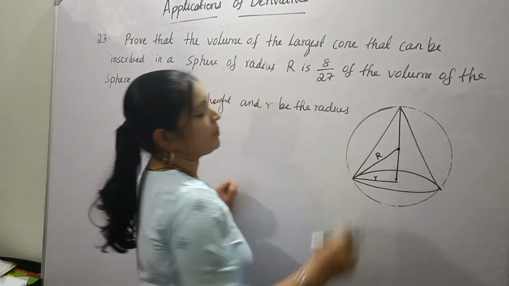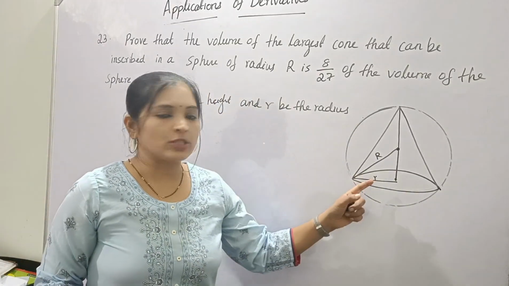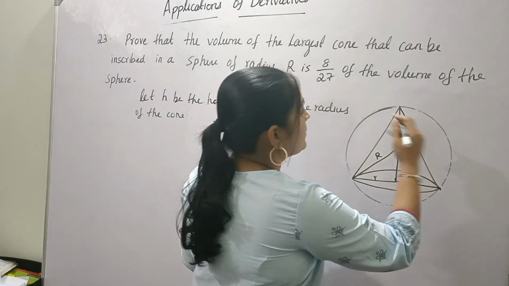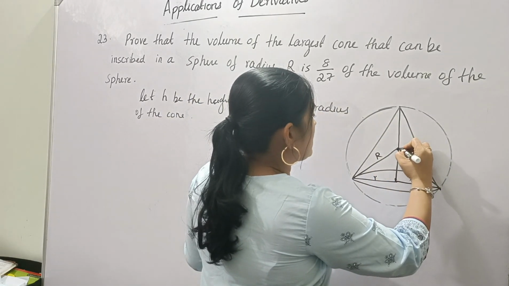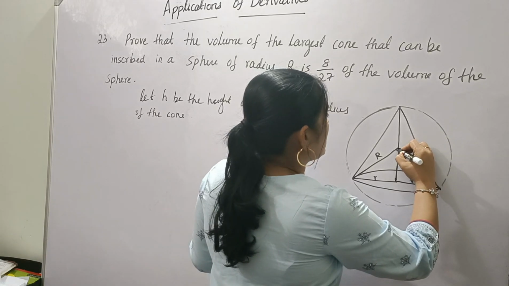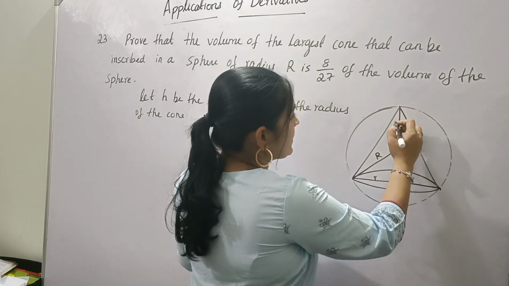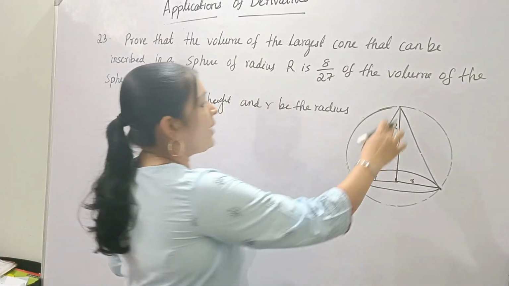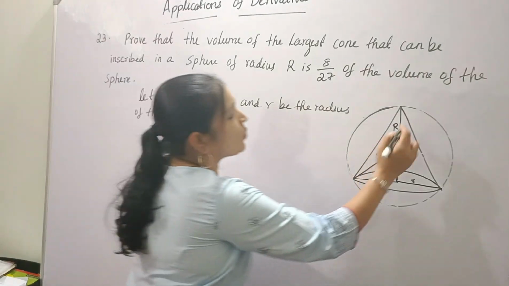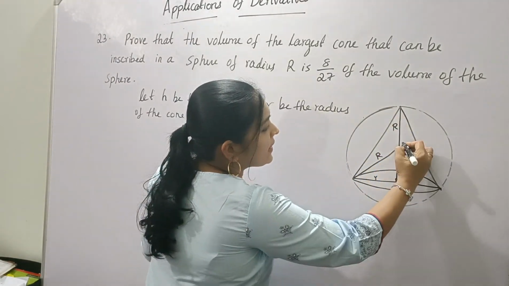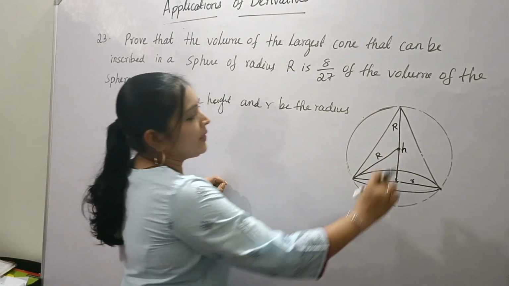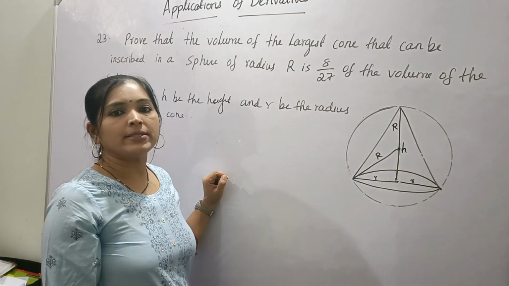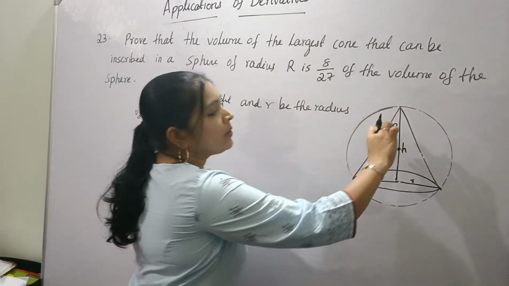That is the base of the cone, so the radius of the base of the cone is r. Then what is this length? It is also R, right? Because it is the radius of the sphere. And we have taken h to be the height of the cone. This length is h. Then it is R, right? Total height is h.